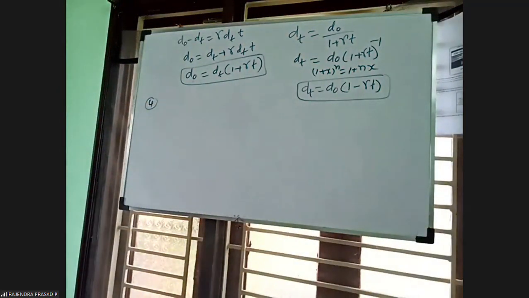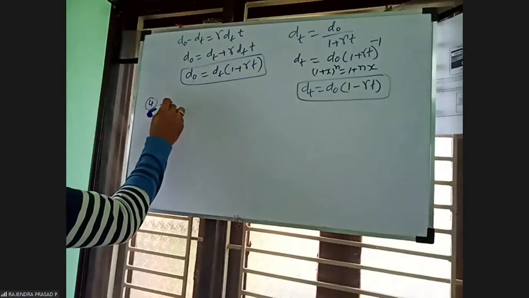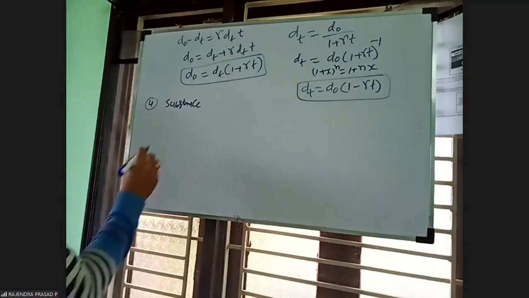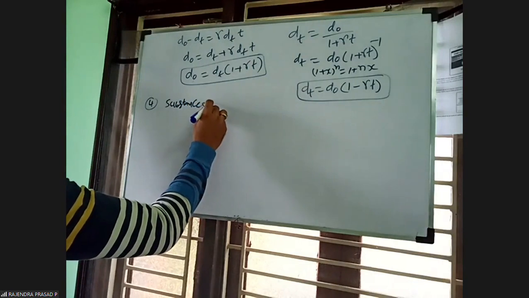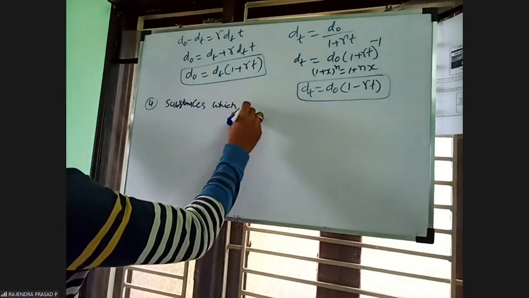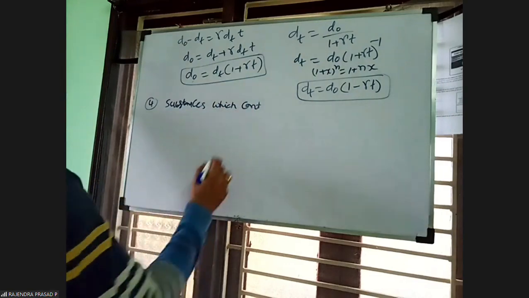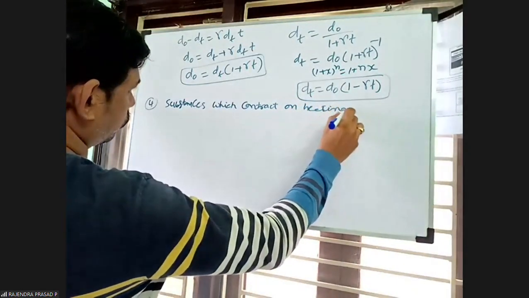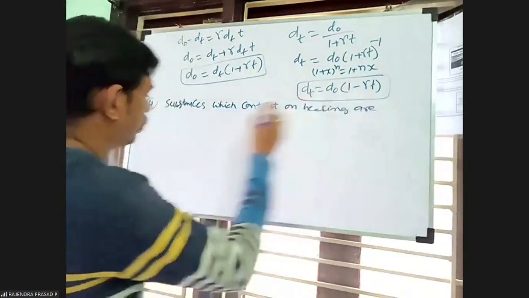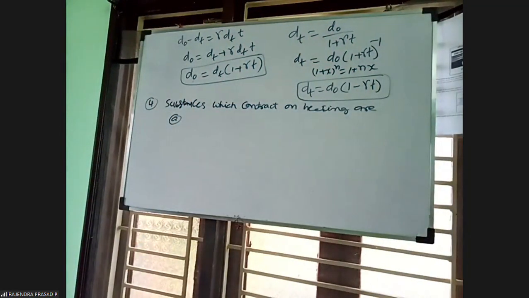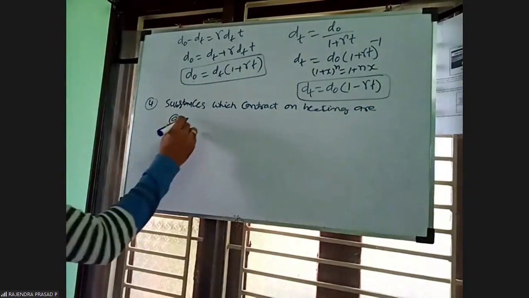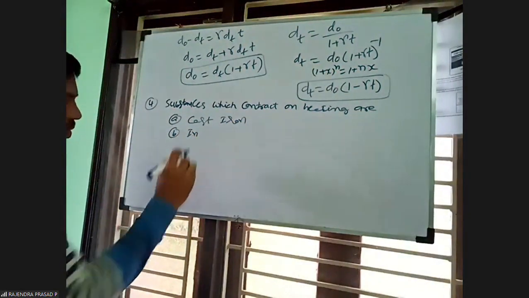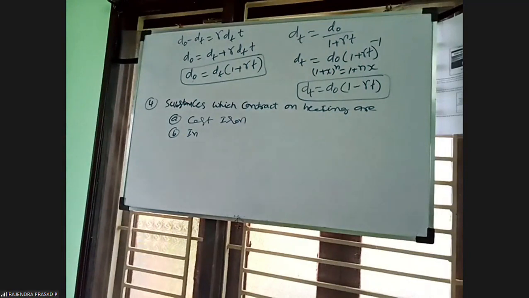Fourth application: substances which contract on heating are A. Cast iron. B. Indian rubber.